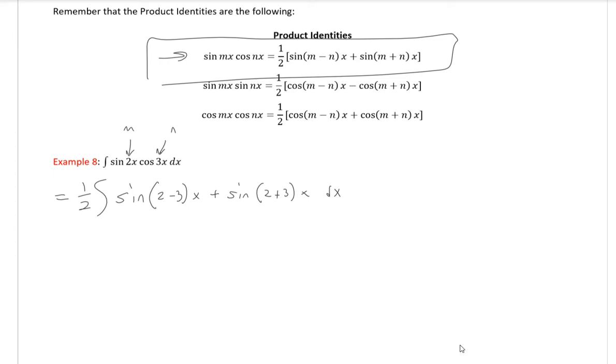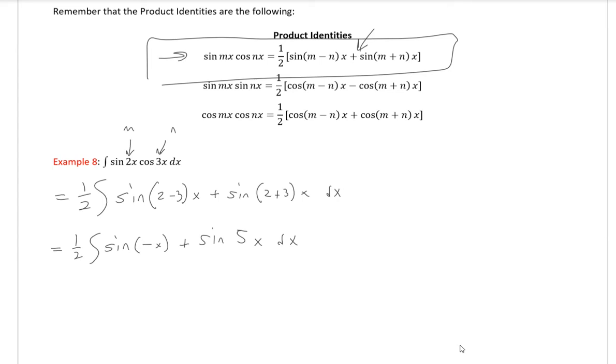I guess overall that doesn't necessarily matter about m and n because you're going to add them anyway, well no, it does matter because you'll get 2 minus 3. Because sine is an odd function, which means that the negative on the inside doesn't just go away like it would for cosine. So yes, it does matter the order for m and n. But now what we have here is the integral of sine of negative x, because that'd be 2 minus 3, plus sine of 5x dx.